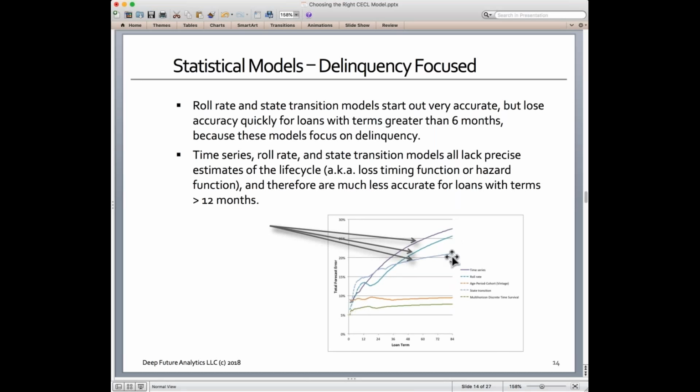The time series model doesn't use delinquency at all, and if I zoom in on this first 6 months, you'll see it's not very accurate in the beginning. It's the one at the top, so it doesn't start out very accurate, and it also doesn't look at credit quality. It doesn't look at the credit cycle, so it deteriorates quickly there.